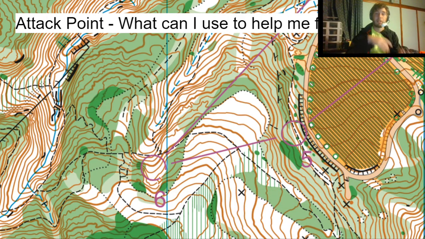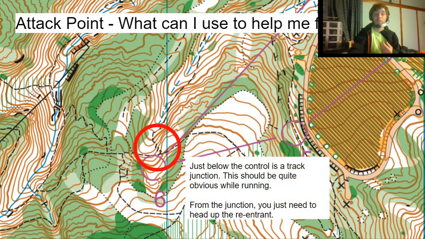Right, next up, A, attack point. So what can I use to help me find it? Is there anything really obvious that when you're standing there, you go, I know I'm here, near the control? In fact, there is. There's this really nice, really strong attack point, which is this track junction, just below the control. This should be quite obvious while you're running. Another important thing is knowing how to get from my attack point to the control. From the junction, I just need to head up to the re-entrant, to the control. That's an important thing to know as well, and again, that stops me from stopping at the track junction and going, now what?